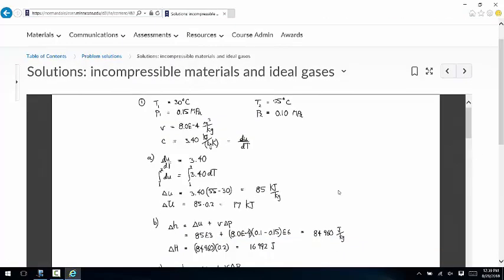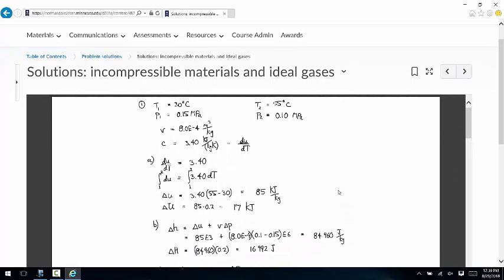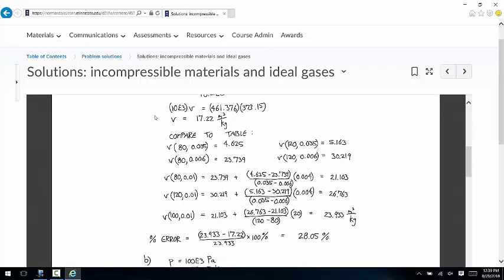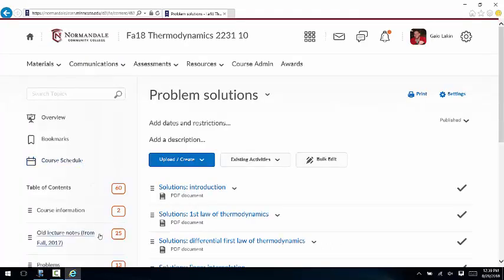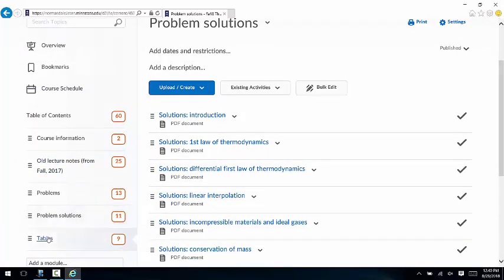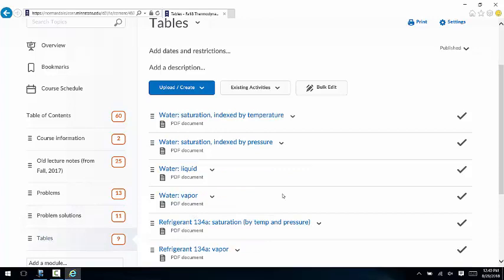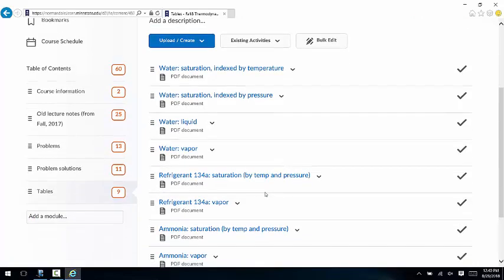Here's what one set of solutions looks like. Since these are solutions that I've done, the nice thing is that they follow exactly the set of steps that I go through in class, so you don't have to go back and forth between how I'm thinking about it and how a textbook is thinking about it. And then there are some tables. We're going to use tables a lot in this class, just data tables representing different materials. So these are the ones that are going to come up in the problems.